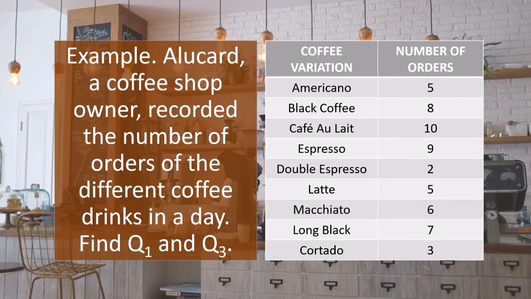Now, let us apply the Mendenhall-Sincich method in solving this example. Alucard, a coffee shop owner, recorded the number of orders of the different coffee drinks in a day. Find the first quartile and the third quartile using the Mendenhall-Sincich method.